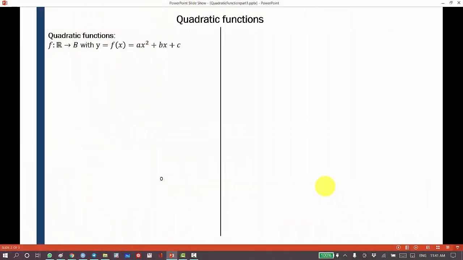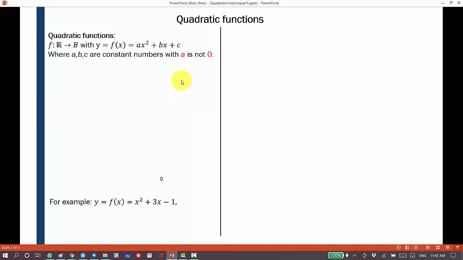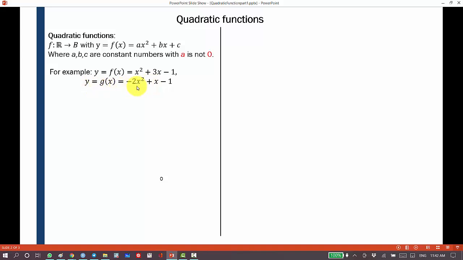A quadratic function f, which is defined from the set of real numbers to another set b, is a function with equation y equals f of x equals ax squared plus bx plus c, where a, b, c are constant numbers with a not equal to 0. That is, a is either positive or negative. For example, y equals x squared plus 3x minus 1, or y equals minus 2x squared plus x minus 1. The parent function for all quadratic functions is y equals x squared.